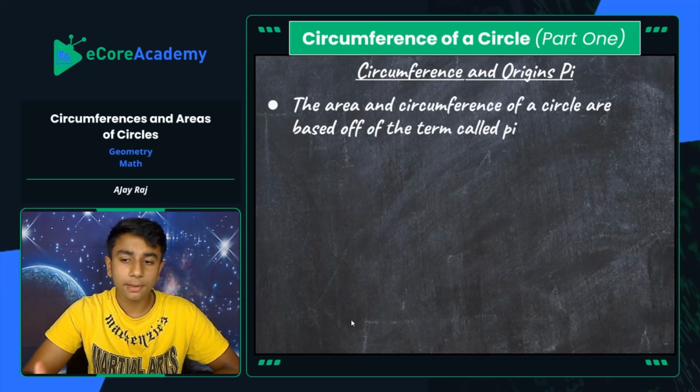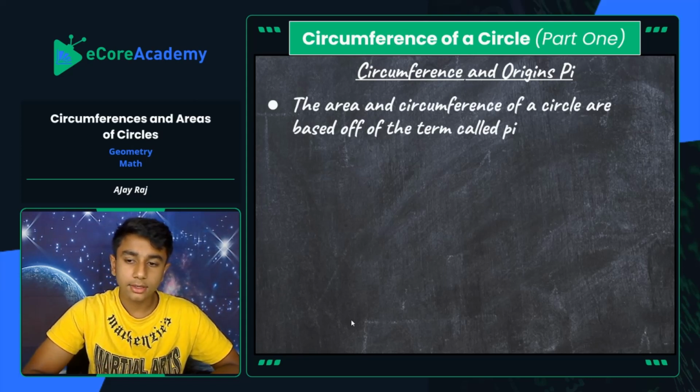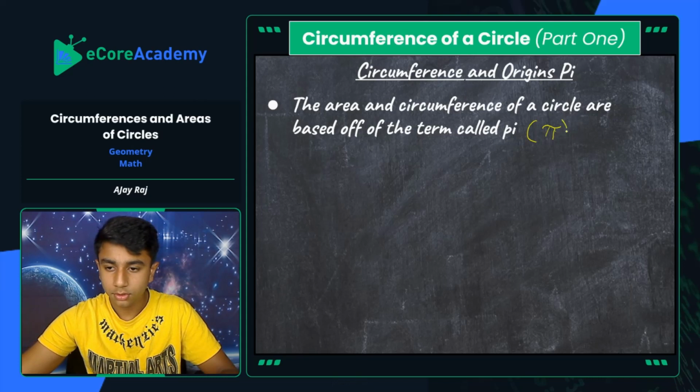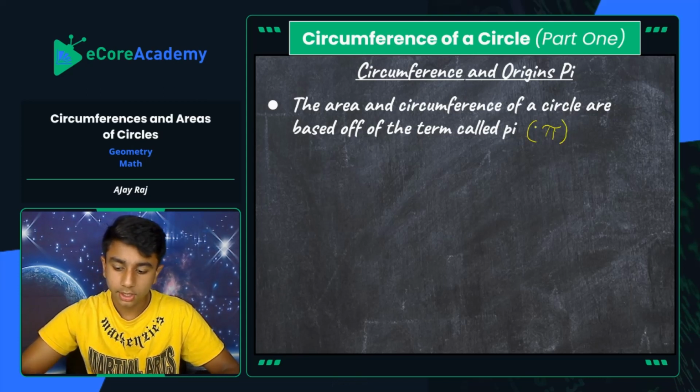So the area and circumference of a circle, like I said, are based off the term called pi. And the symbol pi looks like this. I'm sure many of you have seen it before. It's just like this, a little wave with 2 lines coming out. So that's what pi looks like.